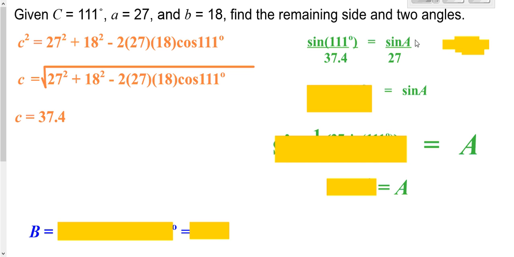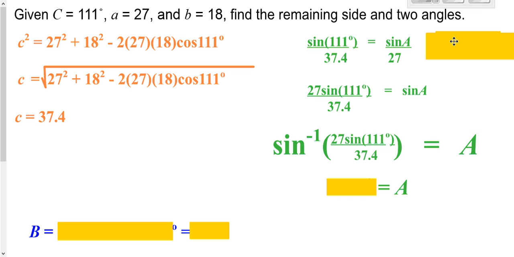Now I need to try to get A by itself, so I have to undo the dividing by 27, so multiply both sides by 27. Now I have to undo the sine, so I have to do the sine inverse of both sides. Well, that's my calculator-ready form. I type it in, I get my decimal approximation.